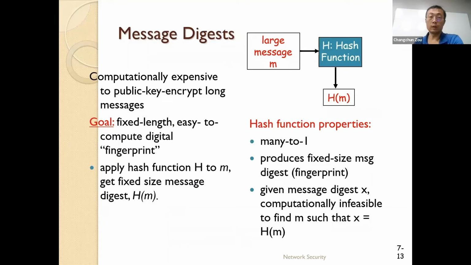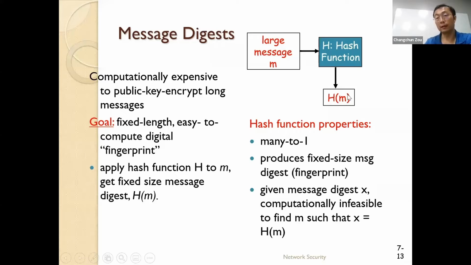So in the real world, if the message M is very big, then if you directly encrypt it using the private key, the encryption will take a long, long time to finish. So in order to do this digital signature in an efficient way, people designed the so-called cryptography hash function. First, they use a cryptography hash function to generate a digest for a large message.